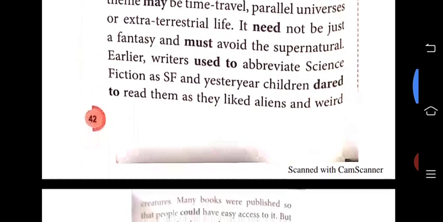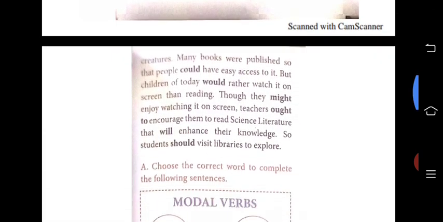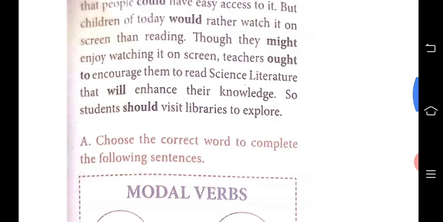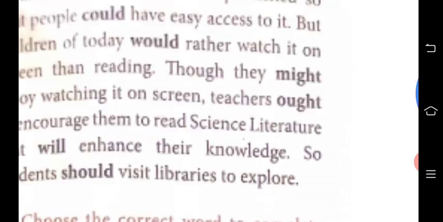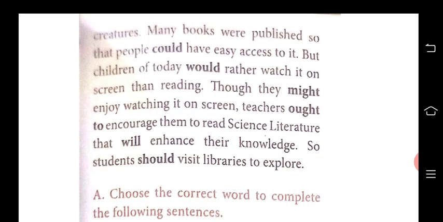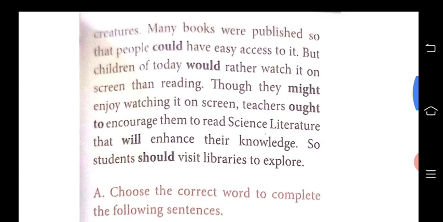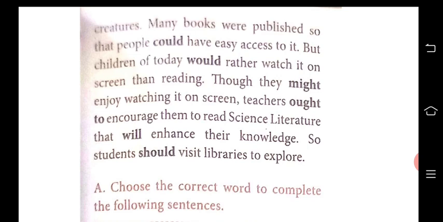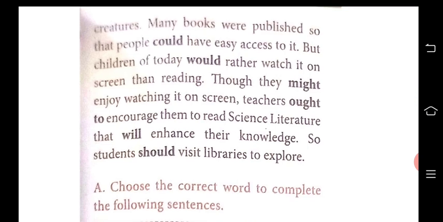Read them as they liked. Aliens and weird creatures. Many books were published so that people dash have easy access to it. So that means can, ability, could, past ability. They have used it as could, so that people could have easy access to it. But children of today would rather watch it on. So here they have used would.